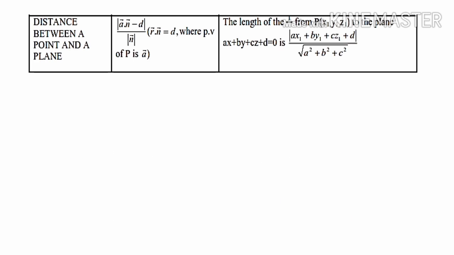Next, the distance between a point and a plane. Vector form is modulus of (vector a dot vector n minus d) divided by modulus of vector n. And the Cartesian form is modulus of (ax1 plus by1 plus cz1 plus d) divided by root of a square plus b square plus c square. This formula can also be used to find the length of the perpendicular from a particular point to the plane.